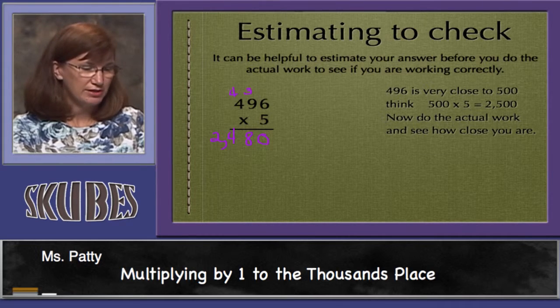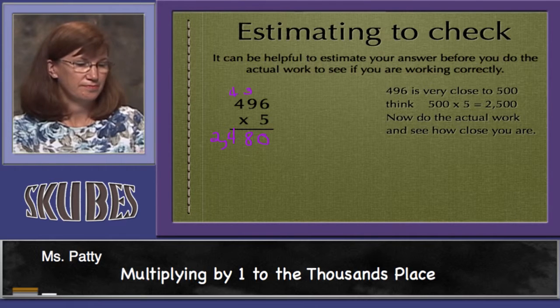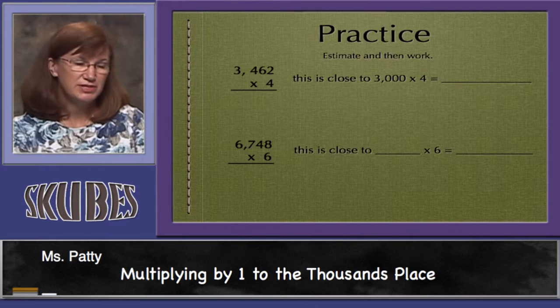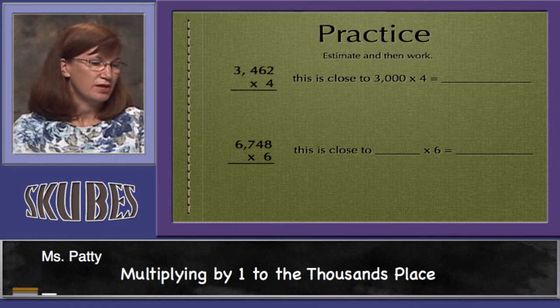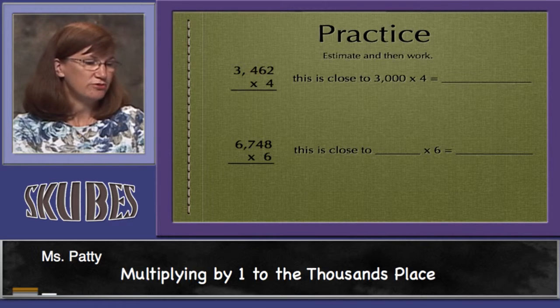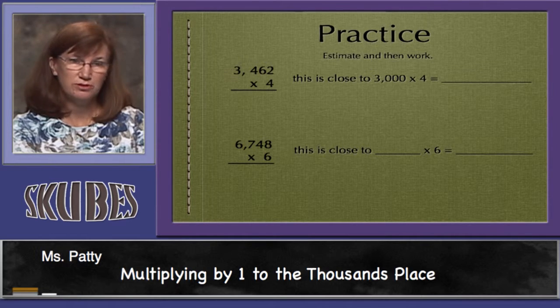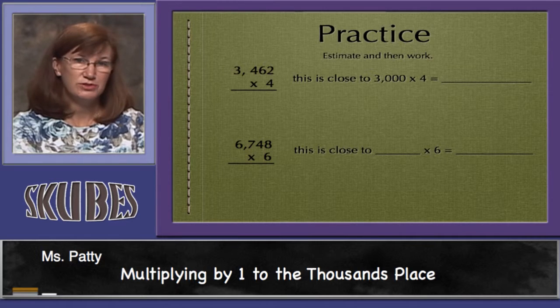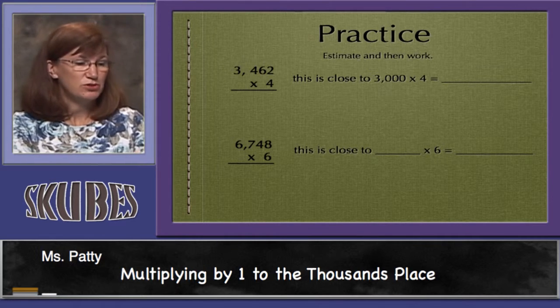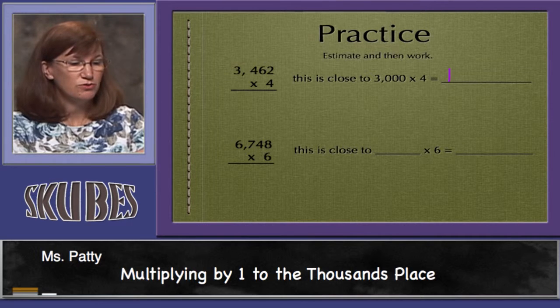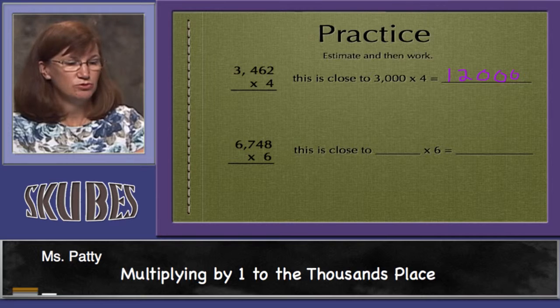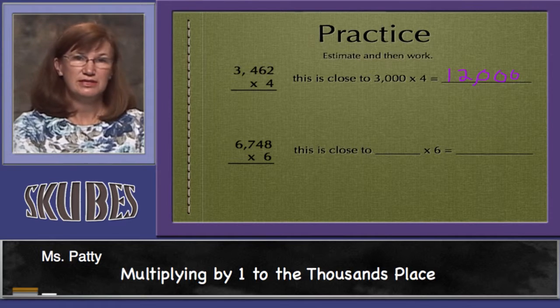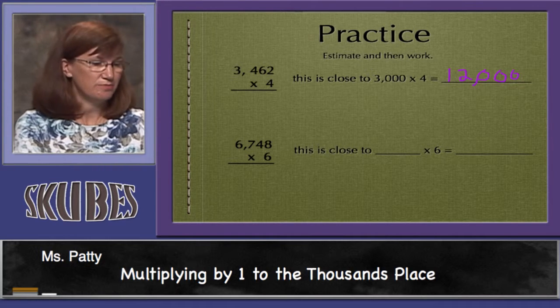So now let's do some practice. First, let's do some estimating, and then we'll do the work. Our problem is 3,462 times 4. Well, 3,462 is very close to 3,000. 3,000 times 4, well, we know 3 times 4 is 12. Put your 3 zeros in, and we have 12,000. Now let's see if that's pretty close to our real answer.